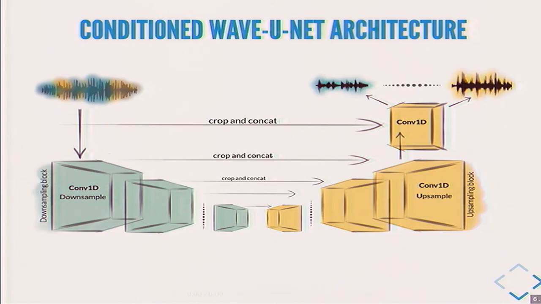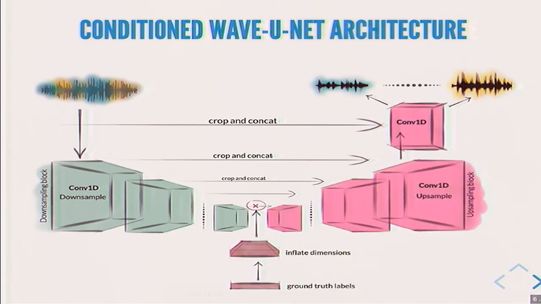Our contribution here is to add more outputs to the Wave-U-Net. Instead of 4, it's 13. We're trying to estimate 13 different sources, 13 different instruments. And we condition the Wave-U-Net architecture with ground truth labels at the bottleneck of the architecture. It's multiplicative conditioning, because back then the authors weren't aware of feature-wise linear modulation, but never mind.